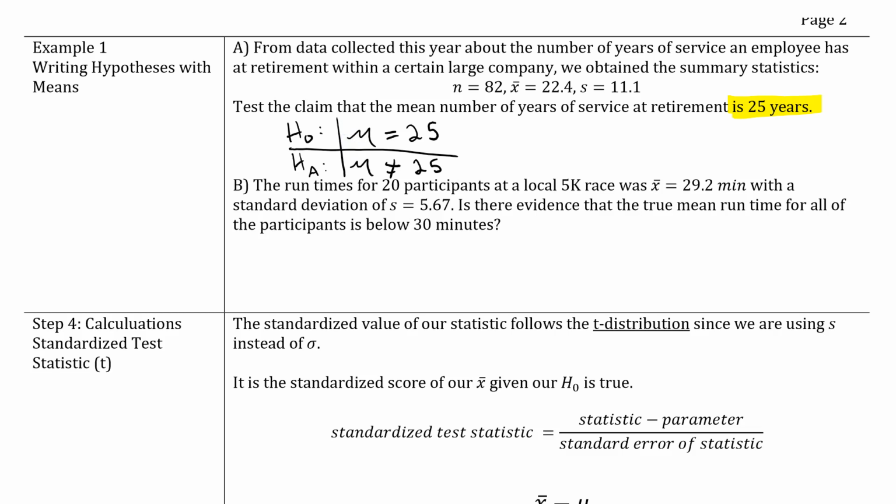Let's look at one more. The run time for 20 participants at a local 5K race was x bar equals 29.2 minutes with a standard deviation of 5.67.